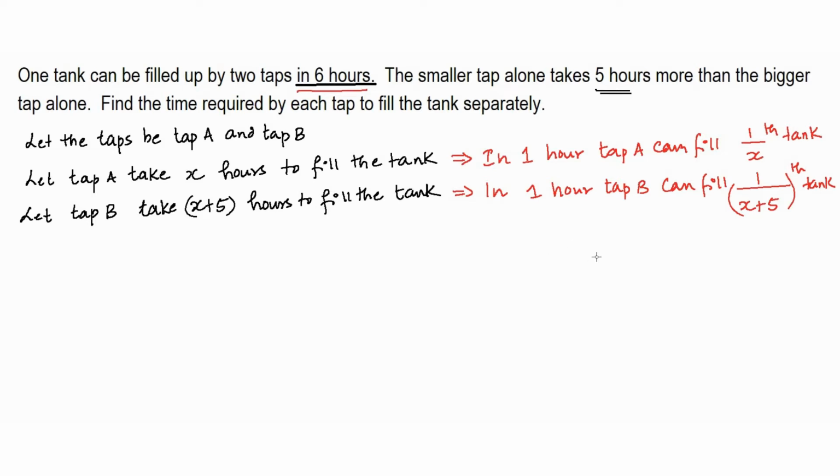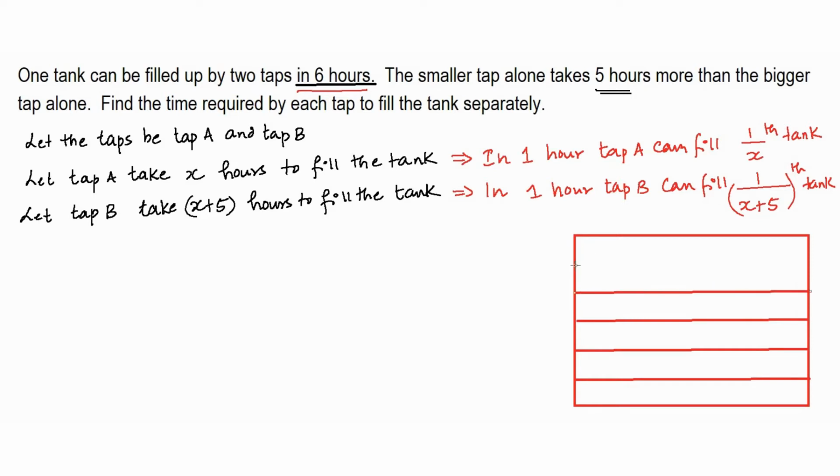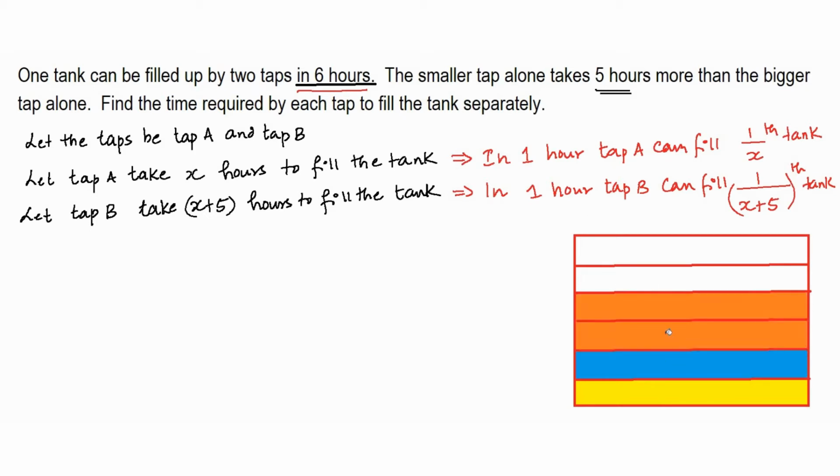So let's make a quick diagram. Assume that this is the tank. They are filling this particular tank in 6 hours. So what it means is, if I split this tank into 6 equal parts, right? In the first hour, 1/6 of the tank gets filled. In the second hour, another 1/6 gets filled. In the third hour, another 1/6 will get filled, right? So this is how the tank gets filled in consecutive hours, right?